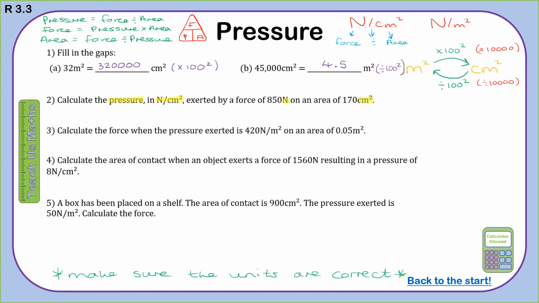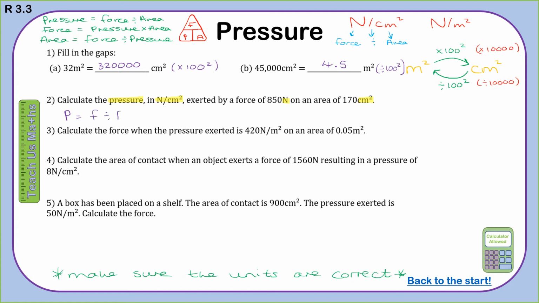Looking at the units first then, the numbers that we're going to have to put into our formula are 850 newtons and 170 centimetres squared, and I want the pressure in newtons per centimetre squared out. All my units are consistent, so I'm happy to write down the formula and use it straight away. So pressure is equal to force divided by area.